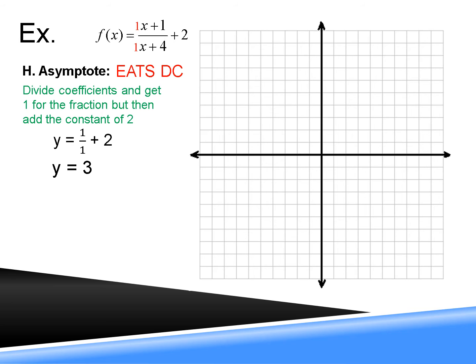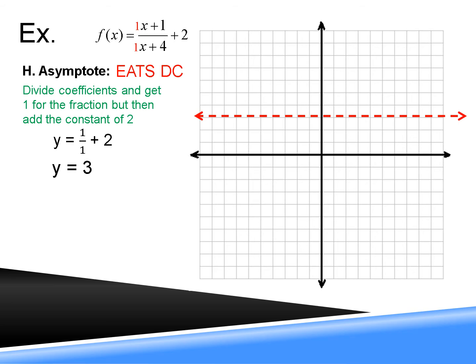As soon as you find each piece of information, go ahead and plot it on your graph. So I have eats DC plus 2, so that gives me a horizontal asymptote of 3. So I'm going to graph it. And ladies and gentlemen, you want to use a dashed line. Please remember to graph your horizontal asymptotes, because nothing exists at that asymptote, okay? So we've completed the horizontal asymptote.